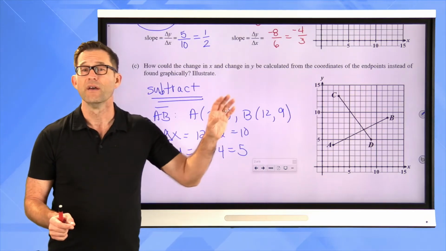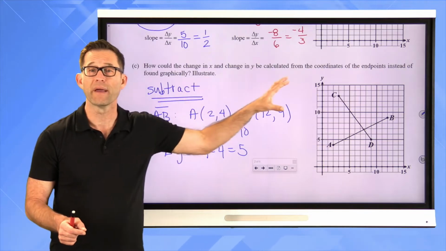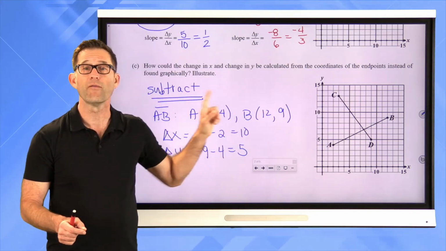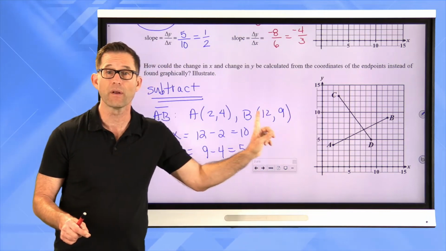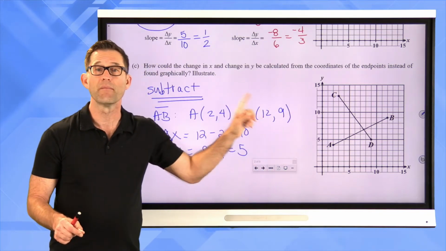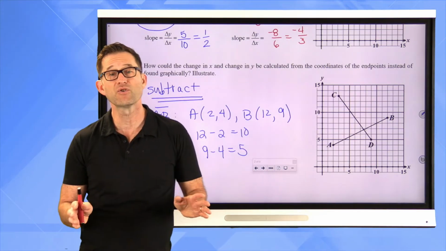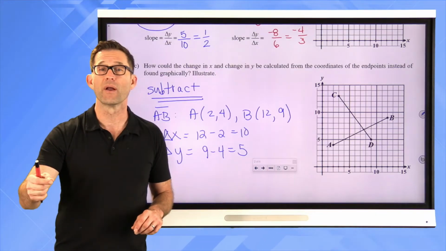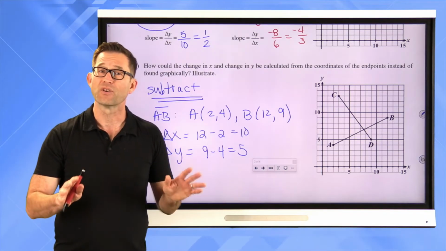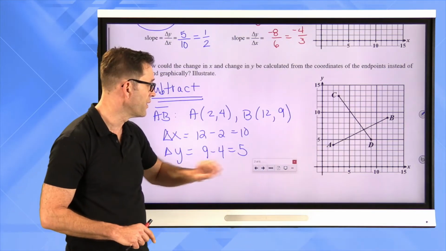In other words, you have to either do B minus A, or you have to do A minus B, but you can't do 12 minus 2 and then 4 minus 9, right? It's got to be this one minus this one, and this one minus this one. It can't be mix and match, all right? And that can be tricky for students because the tendency is to always want to subtract the smaller number from the larger number, but you can't do that. And of course, we'll see that repeatedly as we go through these.